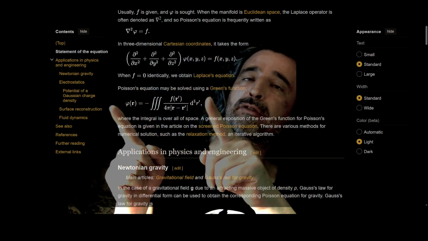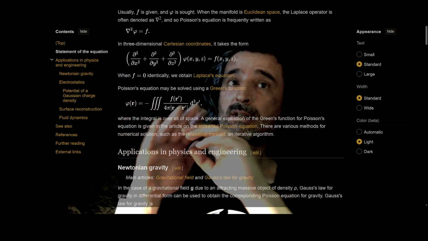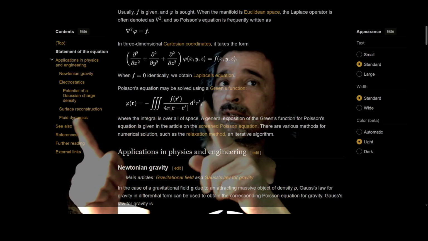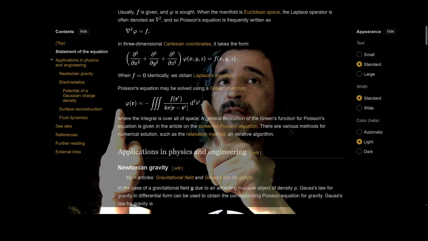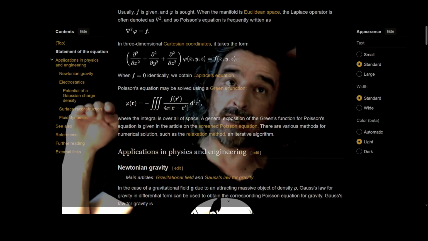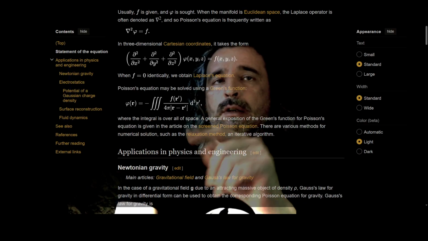Now, this is almost unusable, particularly if your system is extended. If your volume of integration is the entire space, you are doomed, right? If your f of r, that charge density, is kind of everywhere, you are doomed with this. You have to do some trickery.